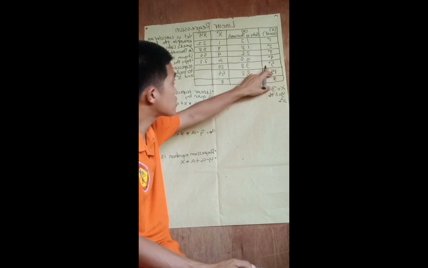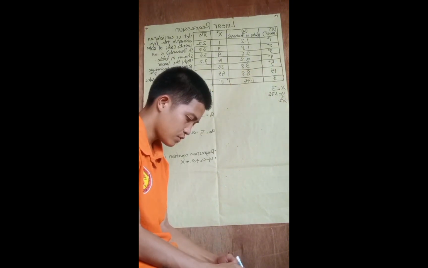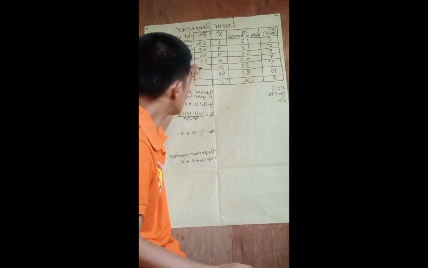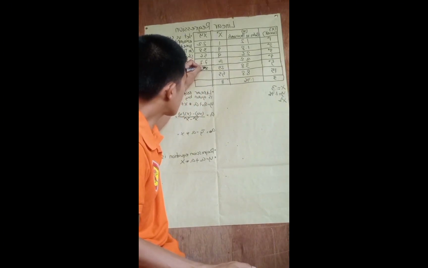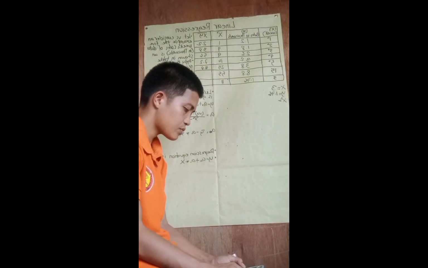Next is 5 times 3.8, which is equal to 19.